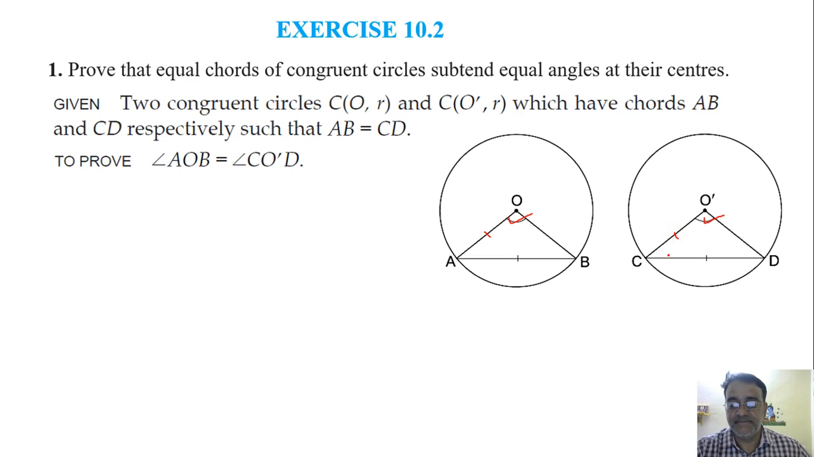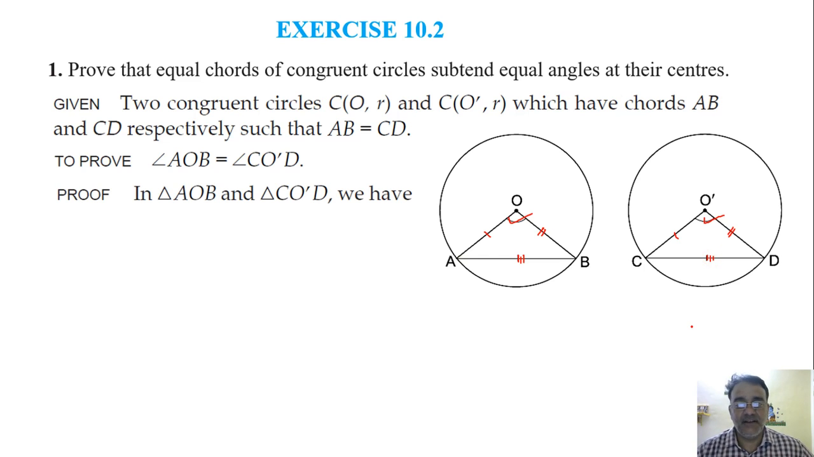Why? Radii of congruent circle. Okay, very good. Radii of the congruent circles. So OB is equals to O dash D also, radii of the congruent circles, and AB is equals to CD. It is given. Right. So these two triangles are congruent. By which criteria? SSS criteria.